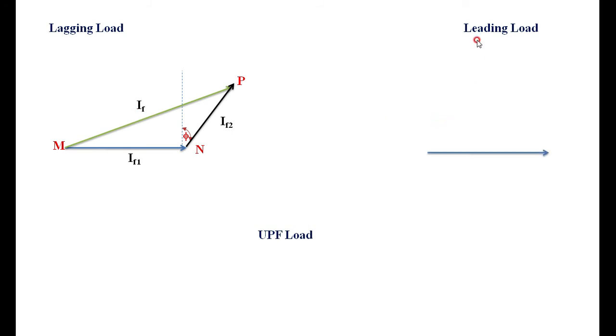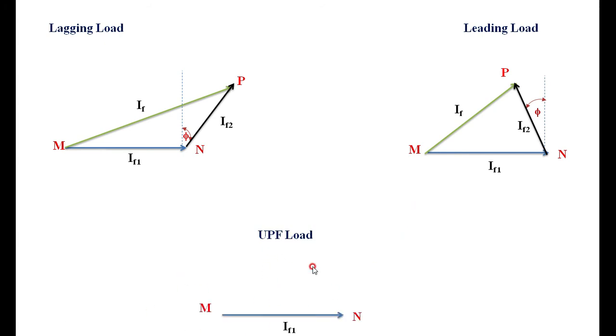For a leading load, once again MN is IF1 corresponding to V plus IR cos phi. Draw a perpendicular and draw your vector here in the anti-clockwise direction, corresponding to the field current required to circulate full load current under short circuit condition. Then once again MP gives the total field current. In the case of a leading load, corresponding to IF, you find E, and then E minus V divided by V gives the regulation of the alternator.